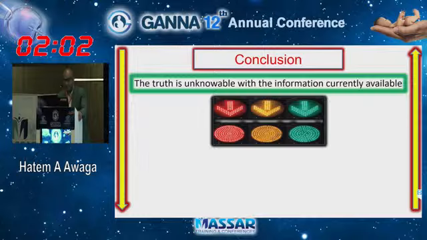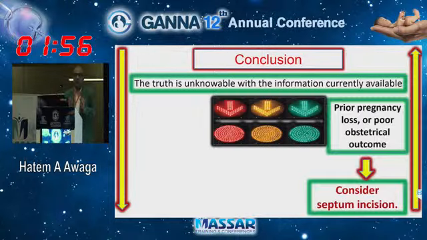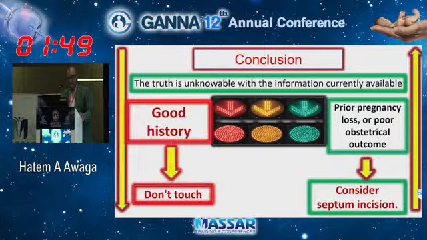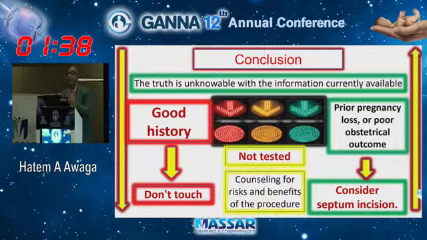Finally, the truth is unknowable, and the information currently available is: if you have a patient with a prior pregnancy loss, or preterm birth, or abortion, or infertility, consider septum incision. And if you have a patient with a septum, but the history is good, the patient got pregnant spontaneously, there is no problem, full-term pregnancy, don't do anything. And if you have a patient who is not tested, the patient is in her first pregnancy, there is no prior pregnancy loss, and this is the first trial of IVF, consider counseling your patients about the benefits and the risks of septum incision in their case.